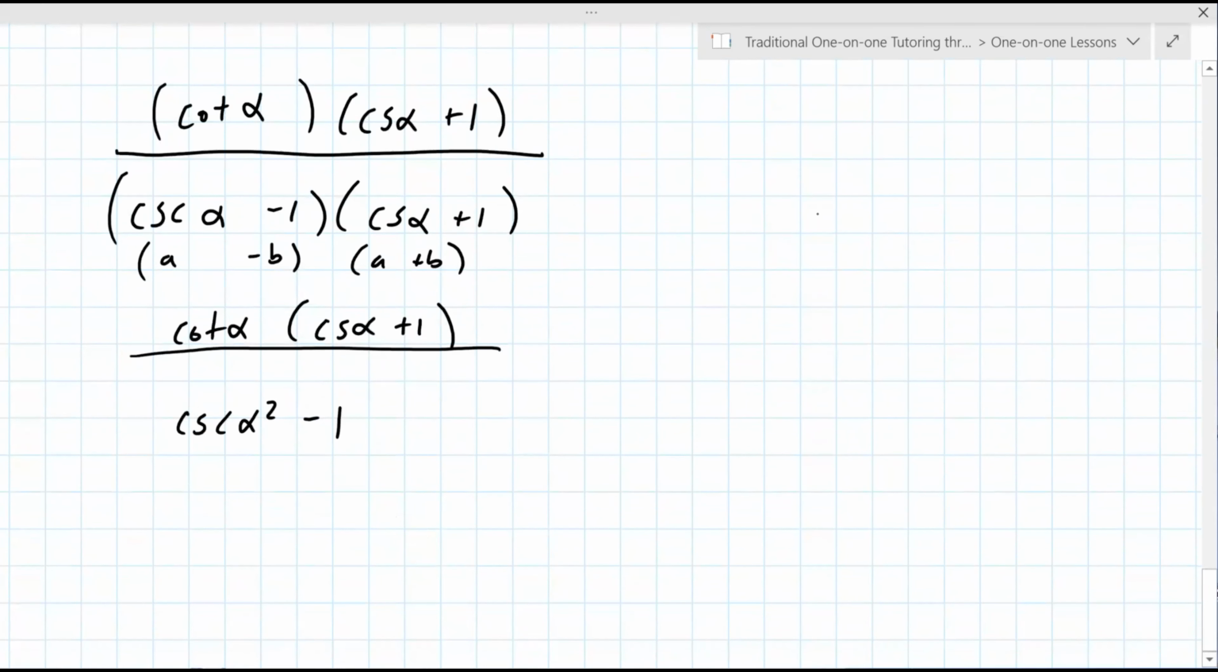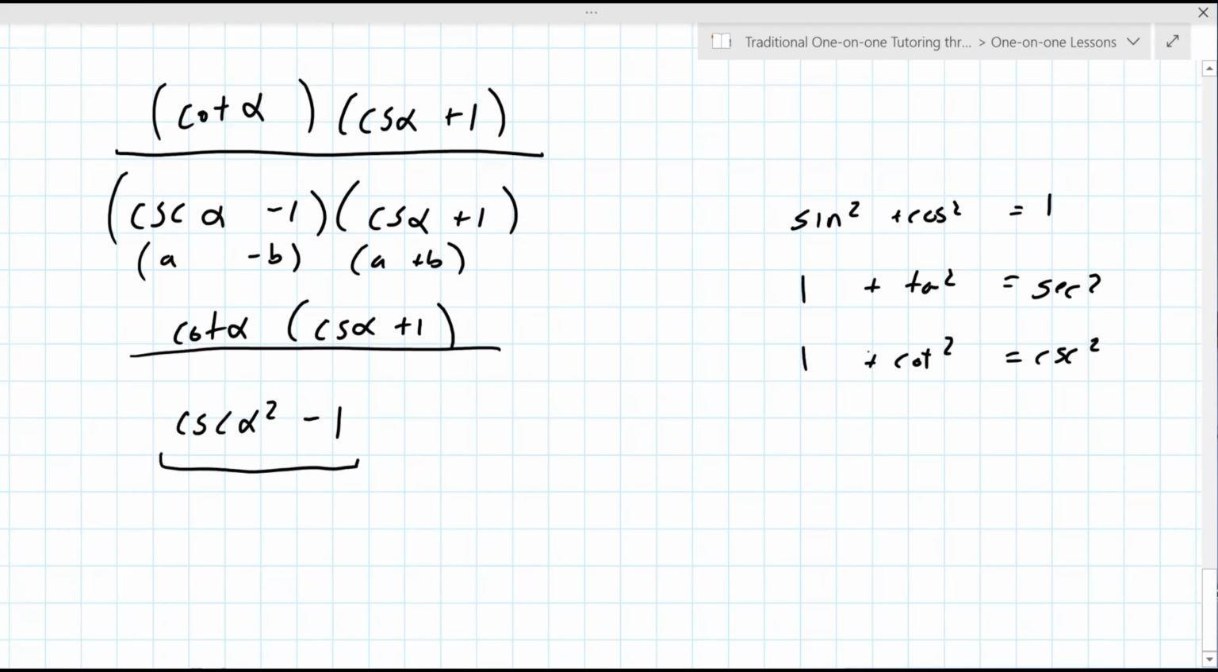Okay, so there's the 3 identities, right? There's sine squared plus cosine squared equals 1, 1 plus tangent squared equals secant squared, 1 plus cotangent squared equals cosecant squared. These also kind of pattern, if you notice that as well, to remember them. So the cosecant squared minus 1, this one on the bottom, is cotangent squared.